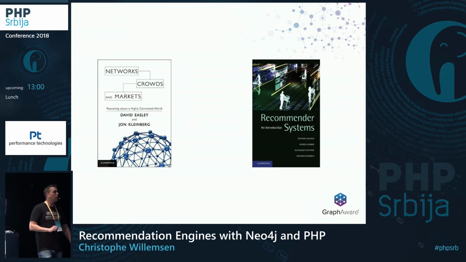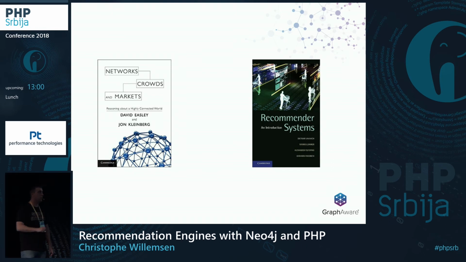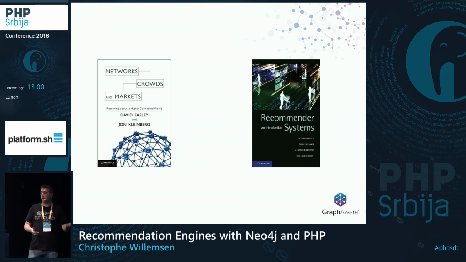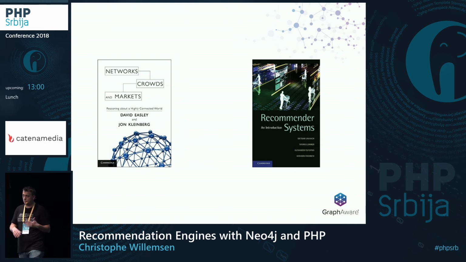I want to finish with two books. The first one, Networks, Crowds, and Markets, is a very general book about a lot of disciplines of graphs. You can download it free as a PDF, or you can also buy the book. It is very interesting. It is not coupled to Neo4j itself, so it is really about graphs.